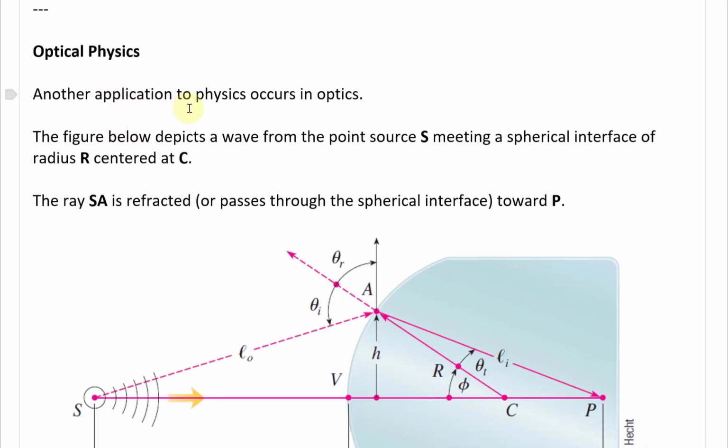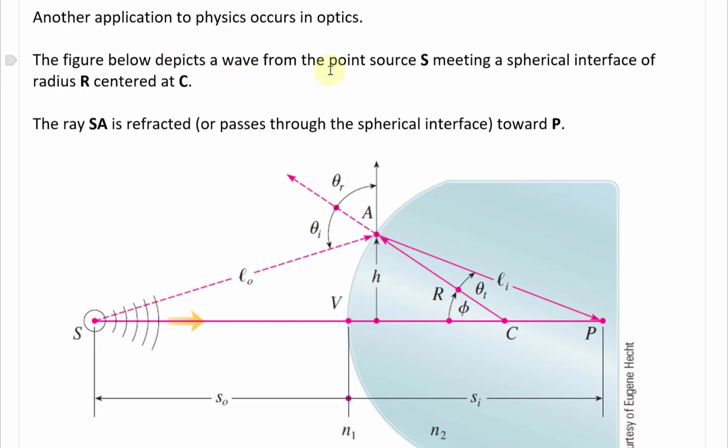Optical physics. So another application to physics occurs in optics. The figure below depicts a wave from the point source S meeting a spherical interface of radius r. So this optics, yes, is a wave of light, centered at C, so the radius is centered.